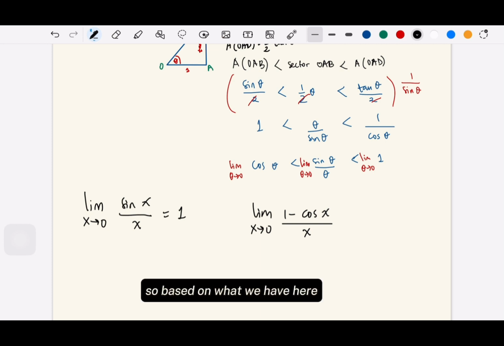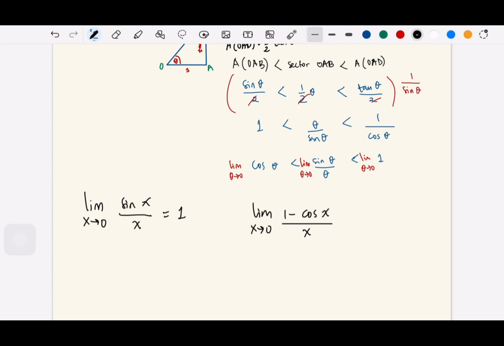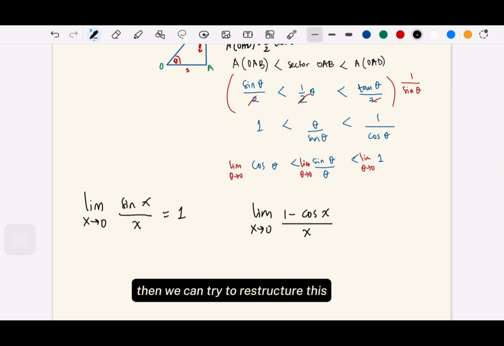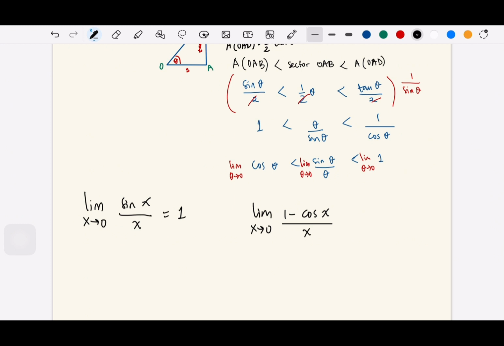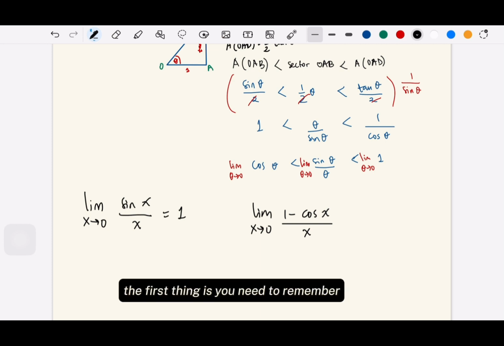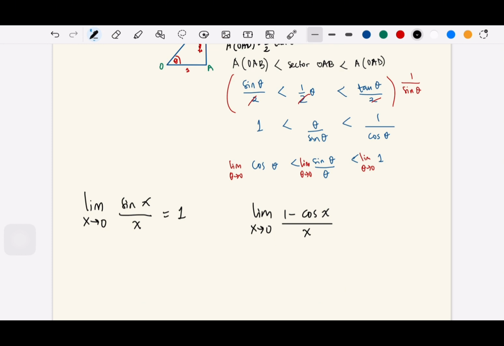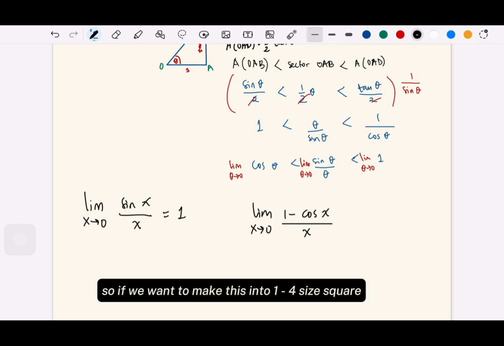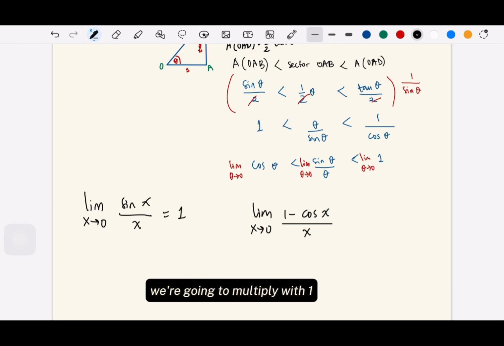So based on what we have here, we can try to restructure this and find some way that we can also involve this sine x over x inside this. How to do that? The first thing is you need to remember the very basic trigonometric identity, which is sine squared plus cosine squared is equal to 1. Now we have 1 minus cosine, but it's not squared. So if we want to make this into 1 minus cosine squared, we're going to multiply with what?